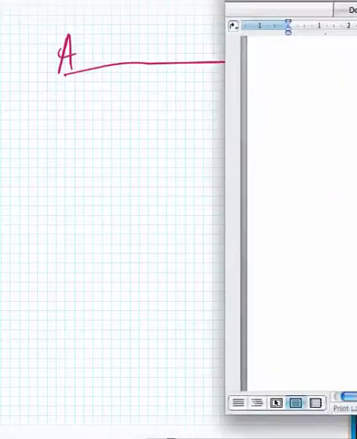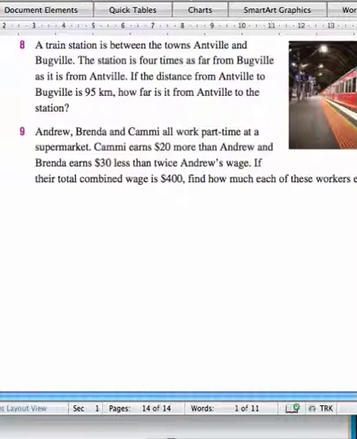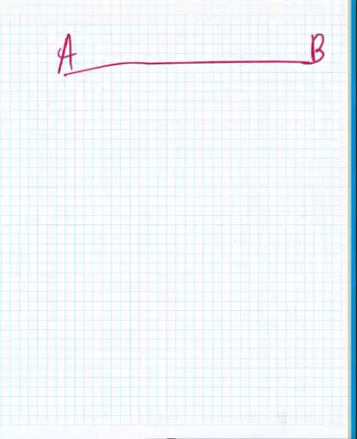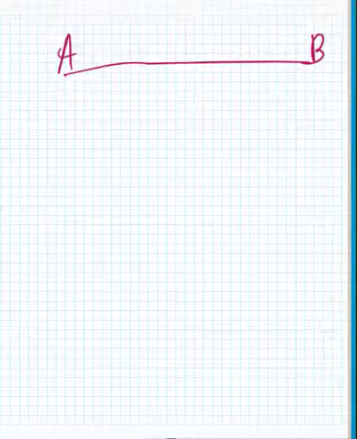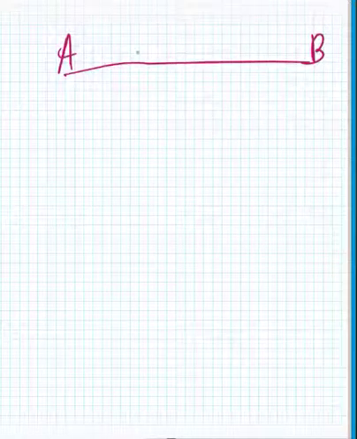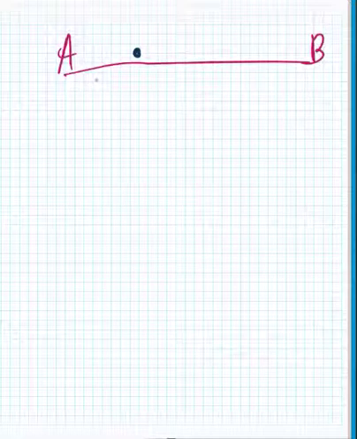Now, the station is 4 times as far from Bugville as it is from Antville. So which is it closer to, Bugville or Antville? Well, it's closer to Antville because it tells us it's 4 times as far from Bugville. So the station will be lying, just say, around here. So imagine it's 4 parts away from Bugville and 1 part from Antville. So you can actually work this out without using an equation.